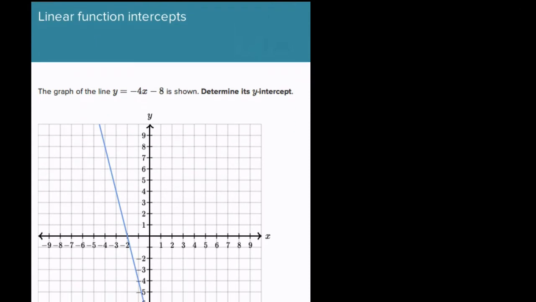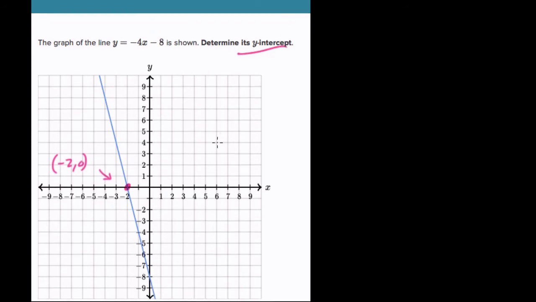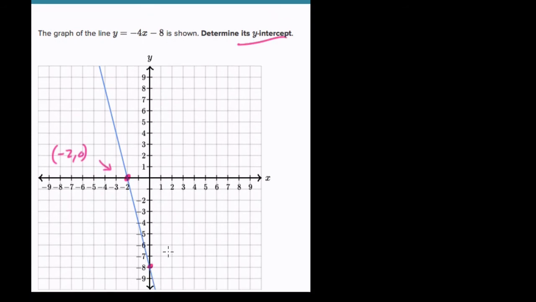Okay. In this one, you get a lot of pictures where they ask you for x and y intercepts. This is the x-intercept here, so that would be the point -2, 0. But here they want the y-intercept. That's here where we cross the y-axis. 0, -8. That's our y-intercept. So that's your answer, either 0, -8, or if they give you just one number, pick -8. That's your b value.